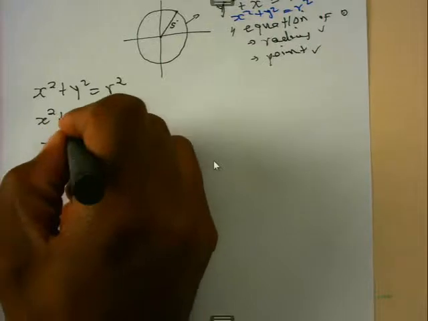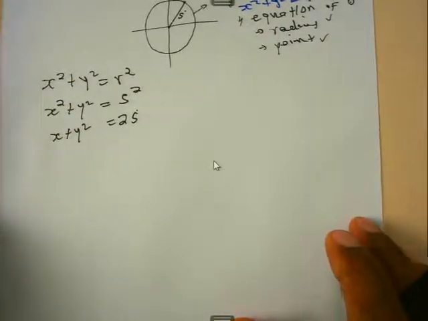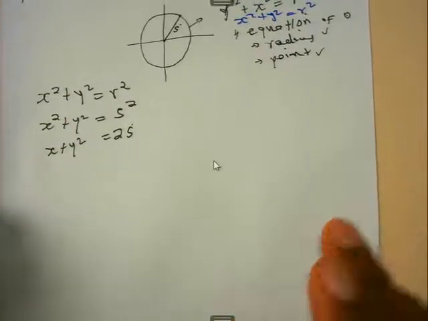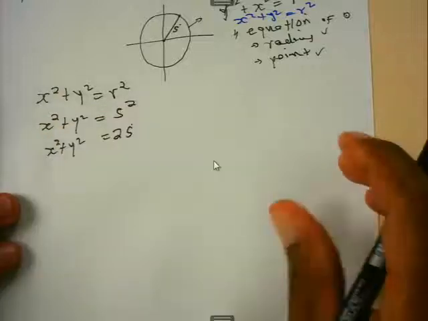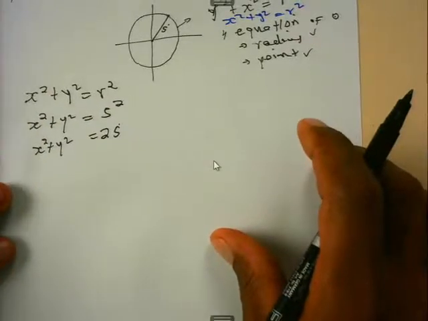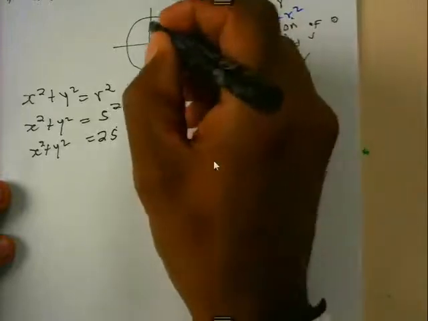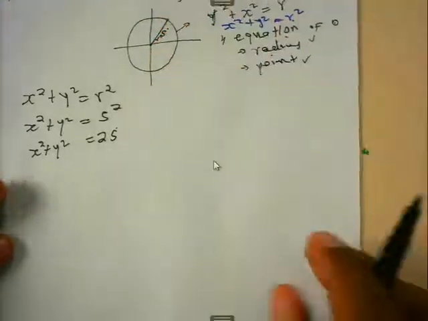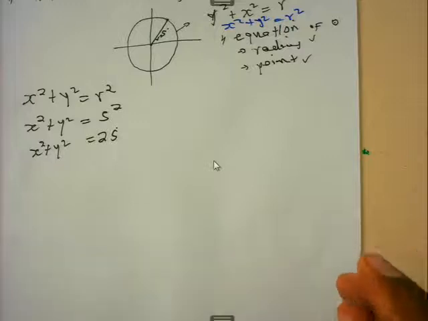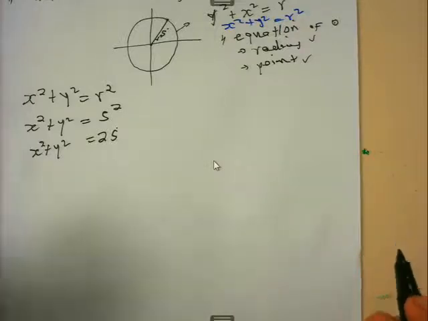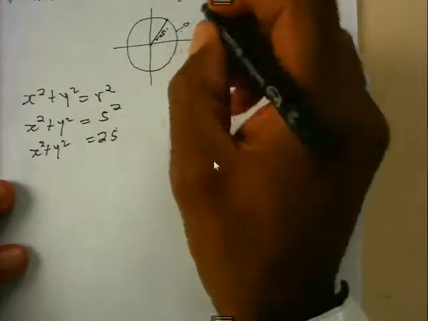Therefore, the equation of this circle will be x squared plus y squared is equal to 25. That's when the radius is given, if r is equal to 5. But also, like I said, there is a situation whereby you'll find that there is a point on that circle.